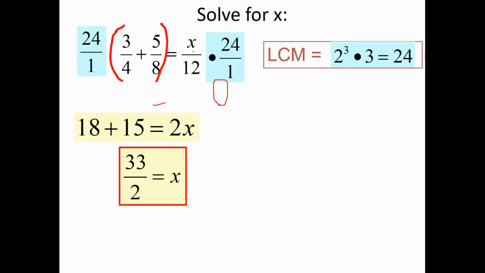And then, by dividing both sides by 2, sa right side of the equation, makakancel si 2. On the left side, magkakaroon ka ng 33 over 2 is equal to x. So, the final answer is 33 over 2 is equal to x.